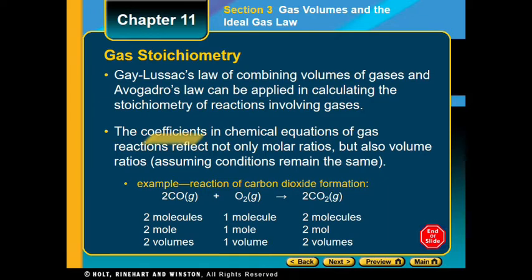So now we're moving on, just making sure that you know what the coefficients represent. Coefficients in a chemical equation, which are that 2 and understood 1 right there and the 2 right there. So the coefficients for that reaction are 2, 1, 2. They reflect not only your molar ratios, but also volume ratios. So volume ratios is something new that you can do with those coefficients that we have not covered yet. And you see the examples down below. 2 molecules to 1 molecule to 2 molecules. Another ratio is 2 to 1 to 2 moles, or 2 to 1 to 2 as far as volume goes.